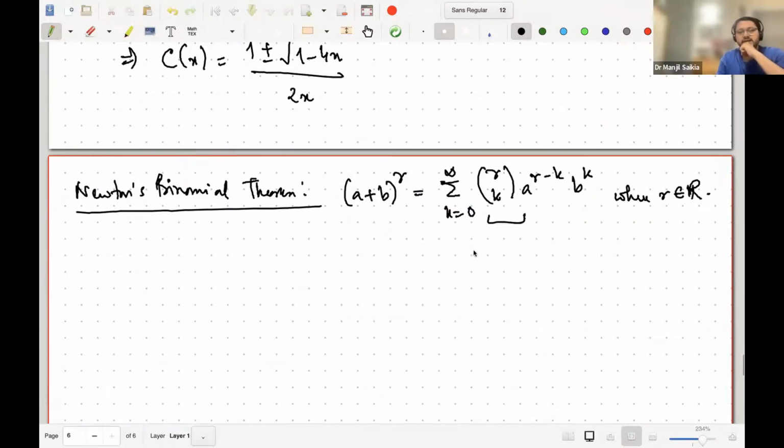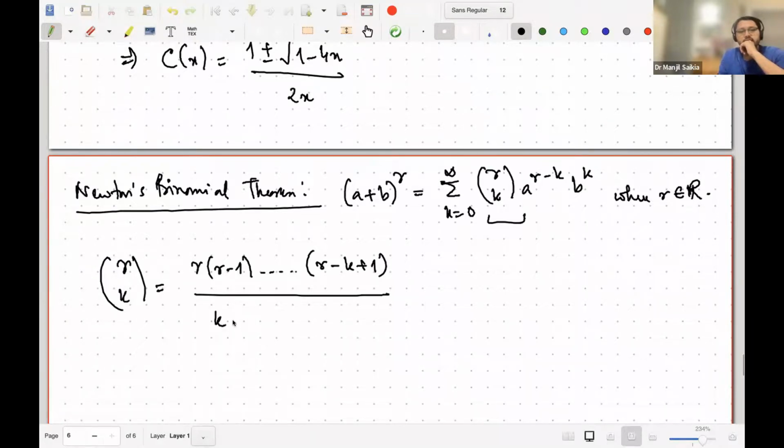But this is not clear. What does r choose k mean when r is a real number? So r choose k is actually equal to r times (r minus 1) and so on up to (r minus k plus 1), over k times (k minus 1) and so on down to 2 times 1. So this is the definition for r a real number.